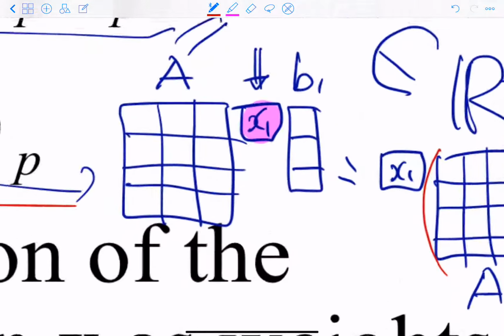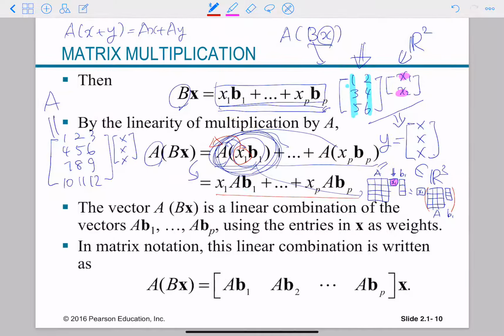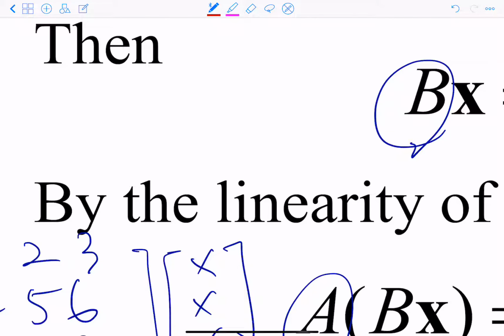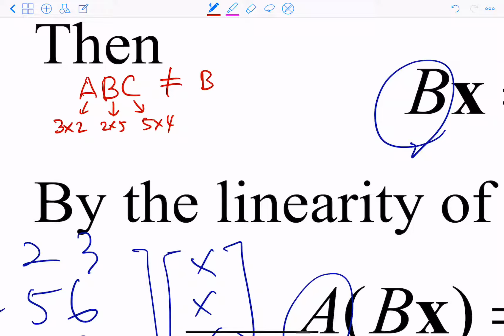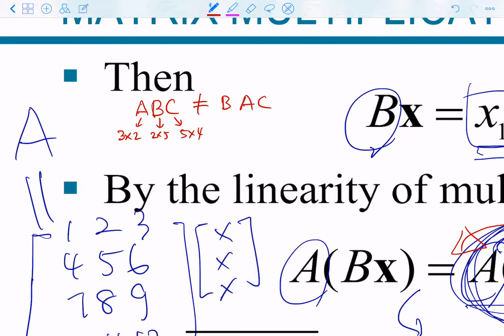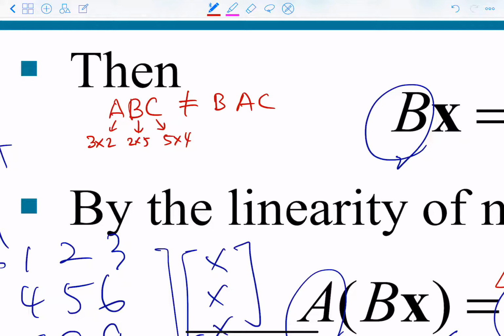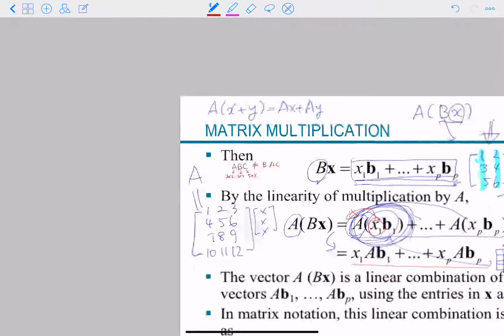But compared to this example, let's consider some other examples of maybe some matrix multiplications of A, B, and C. So for example, this one is a 3 by 2 and 2 by 5, and this one is 5 by 4. This is just one example. In this particular case, it is normally not equal to, like, B and AC, right? So we cannot easily change the order of these matrix products. At first the size doesn't even match, so this matrix multiplication is not even defined.